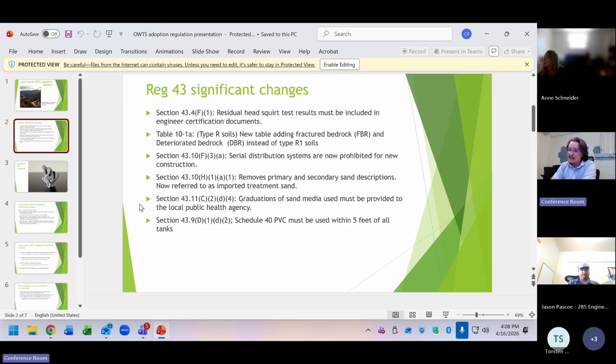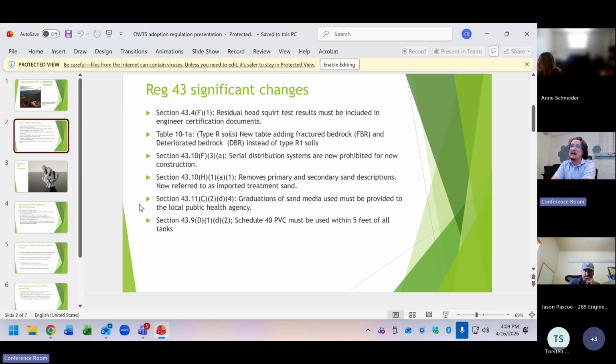Section 43.10F3A, serial distribution systems are now prohibited for use in new construction. Serial distribution systems, instead of the effluent going into a distribution box, it will go straight into the first chamber and then sequentially go through all the chambers. Not prohibited for existing systems, not going to have to take them out, just can't do them for new systems moving forward.